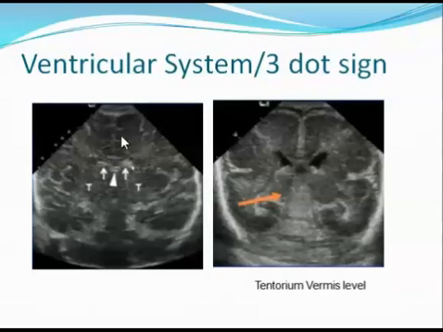When you see this kind of image, this three-dot sign shows you that you are at the level of the posterior horns of the lateral ventricles. The structure below the lateral ventricle is the thalamus. Look over here. This is a little bit more angling posteriorly. You will see these tree-shaped structures, and this is again the vermis. And now you can see the lateral ventricles, and these are the choroid plexus.